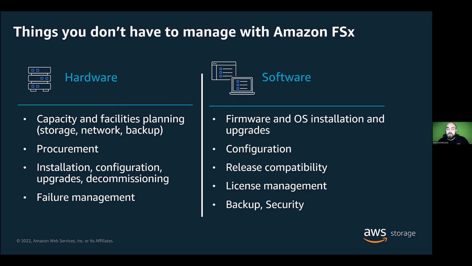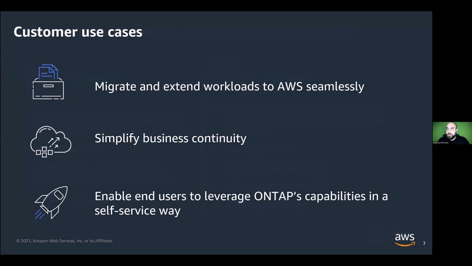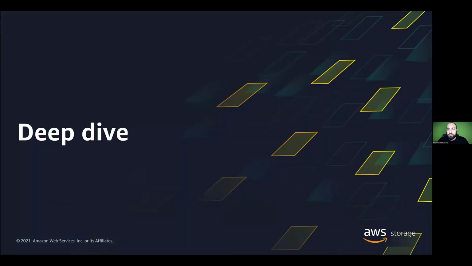From a software point of view, I don't need to worry about updating firmware or changing my controllers or configuring it or licensing. All of these things are done for you. You are just consuming storage, whether it's SMB and NFS, or you just want it to be iSCSI. Our customers are using this to start their migration journey, extend their existing workloads on-prem to AWS, simplify business, and at the same time allow existing users of NetApp to use that ONTAP capability in a self-service approach.